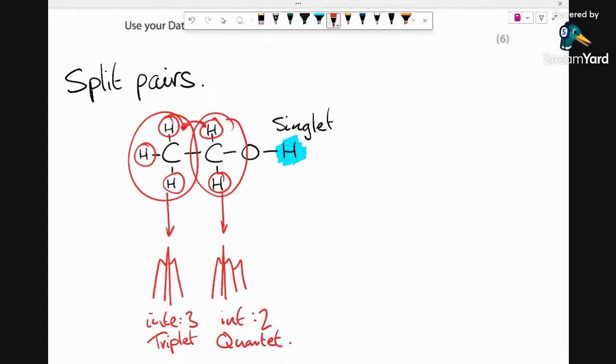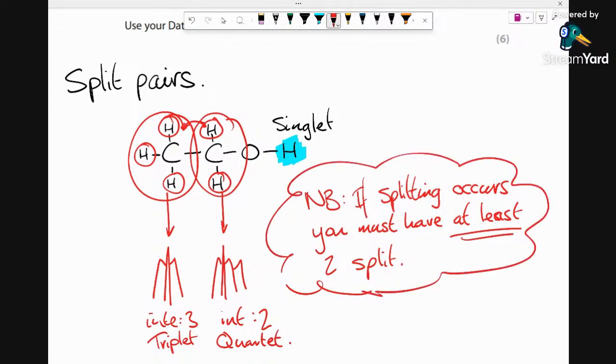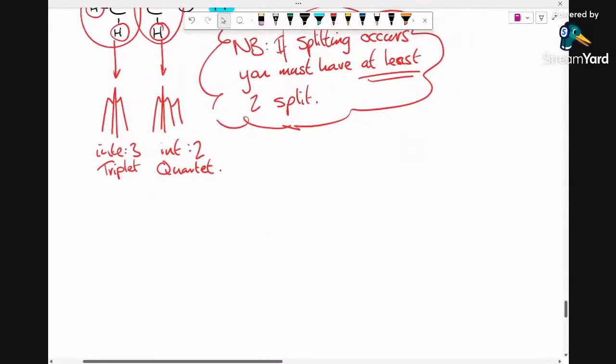So this idea of split pairs is the fact that if you have splitting, this is a nota bene, if splitting occurs, you must have at least. The reason for this is because in order to split, you need non-equivalent adjacent hydrogens, which means they must interact with each other.